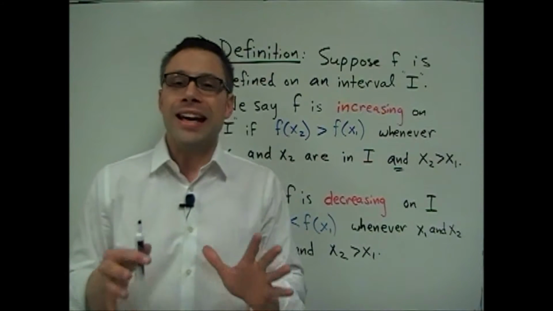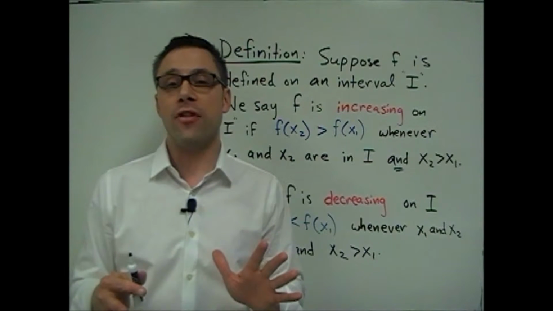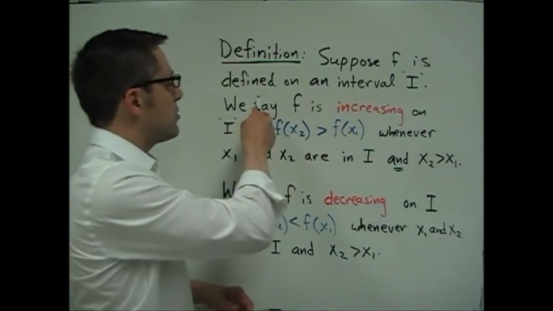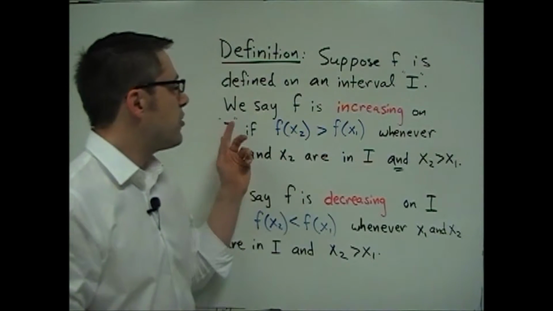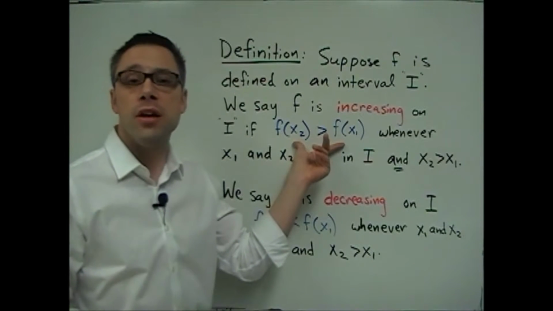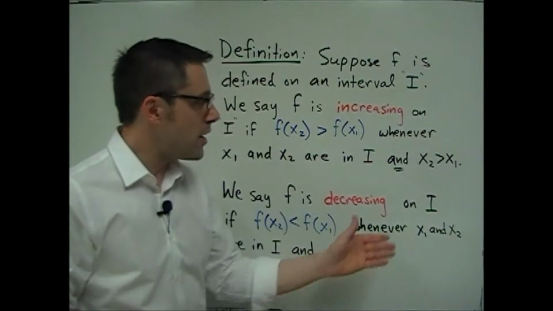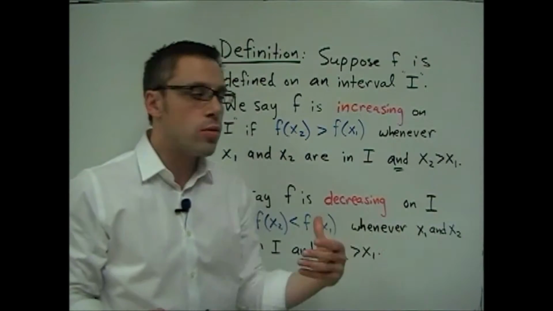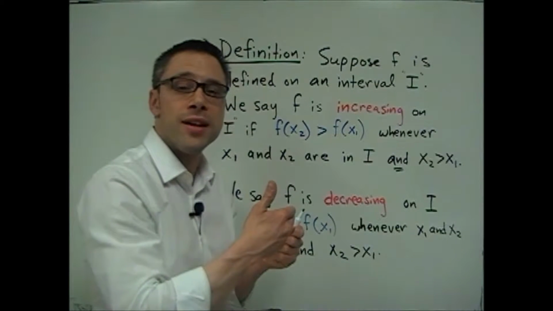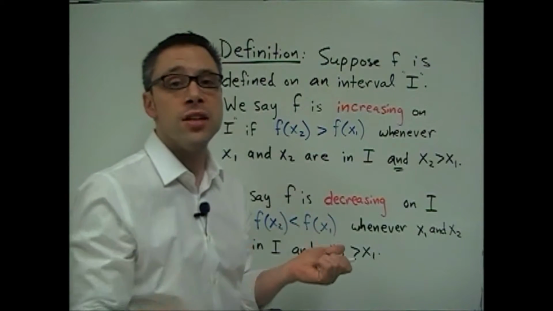In particular, I've written down the official definition for when a function is increasing and decreasing. So here's the definition. Suppose f is defined on an interval I. We say that f is increasing on I if f of x2 is bigger than f of x1 whenever x1 and x2 are in I, and x2 is bigger than x1. So it's sort of like what you expect. As we increase in x, if the corresponding output or y values are also increasing, then the function is increasing.